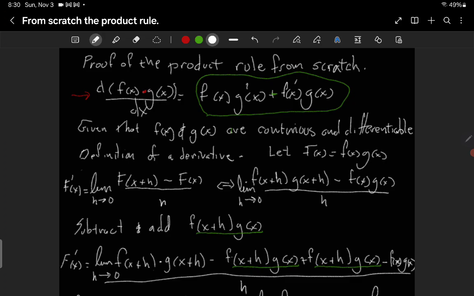Continuous and differentiable. So using the definition, I'm changing some of the letters here just to make it more legible, not that it's really much better anyway. Definition of derivative. So first we'll let capital F of x equal the product of f of x and g of x, you see.